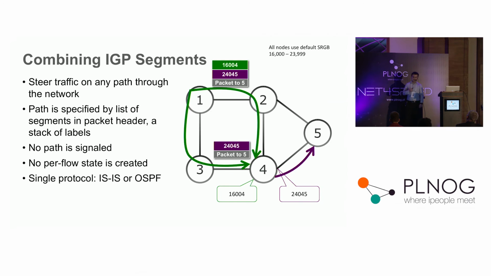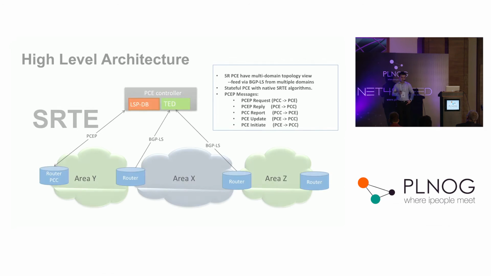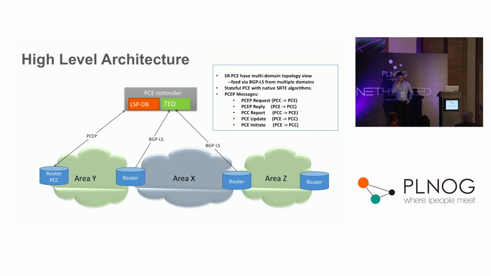So this was just a repetition of segment routing building blocks, right? So now we're going to go with segment routing traffic engineering. This is a high-level architecture. This is how it looks. For example, you want to achieve some sort of traffic engineering with segment routing, right? You have 3 different domains, right? We have area Y, X, and Z, right?